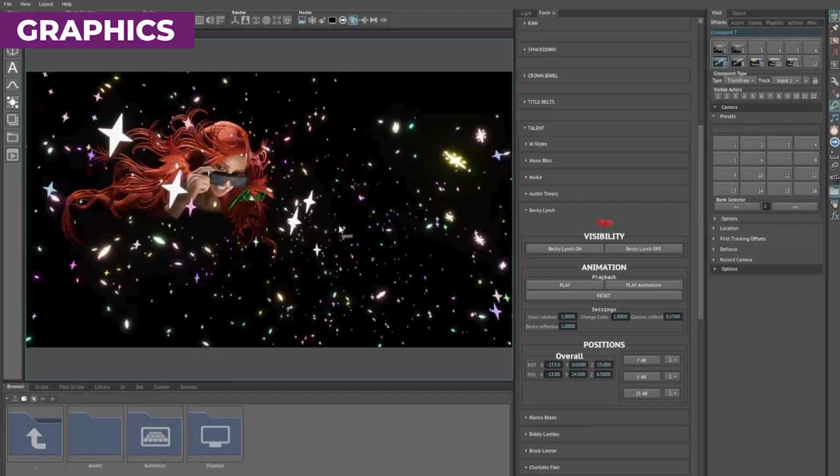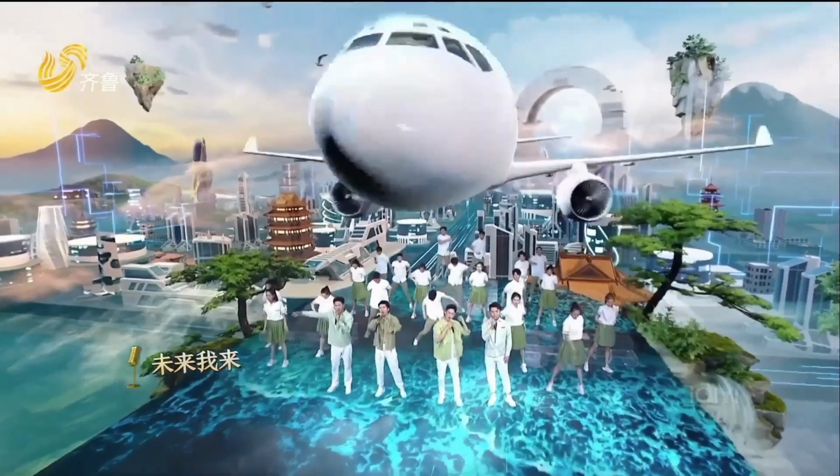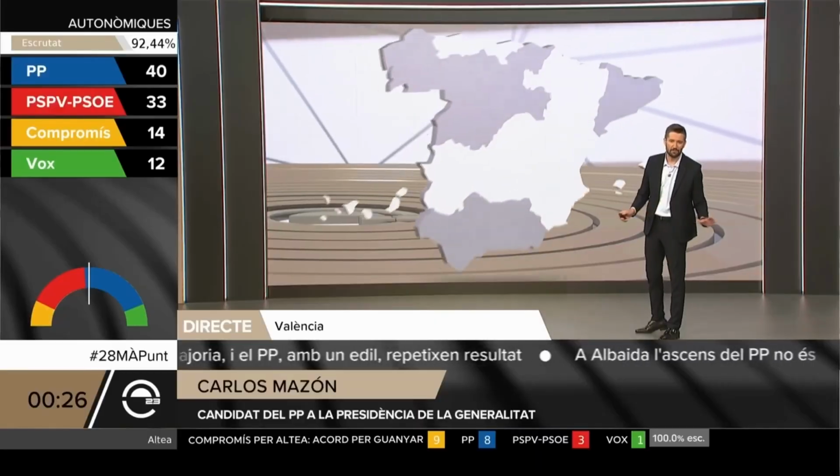Graphics and virtual sets are another area where technology is advancing rapidly. The trend is towards real-time 3D graphics and augmented reality, or AR. You are starting to see more high-end graphics work for weather, elections, sports, markets, and breaking news coverage.